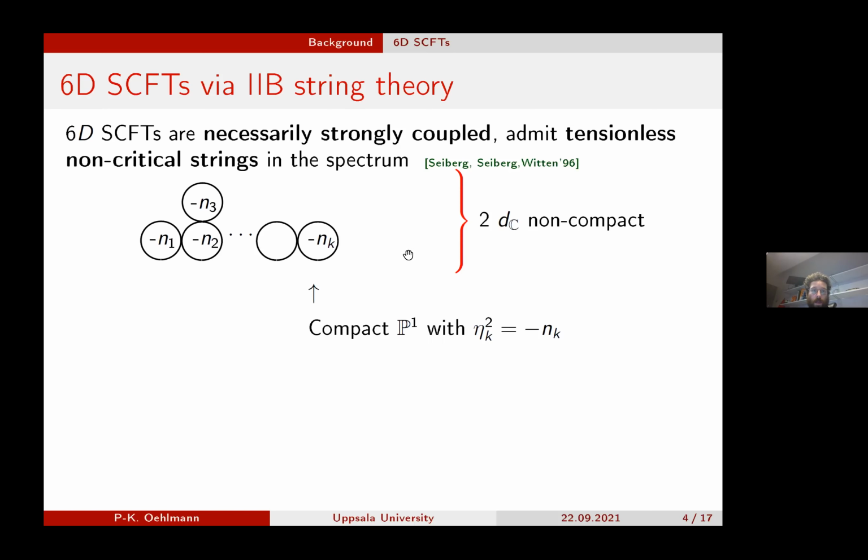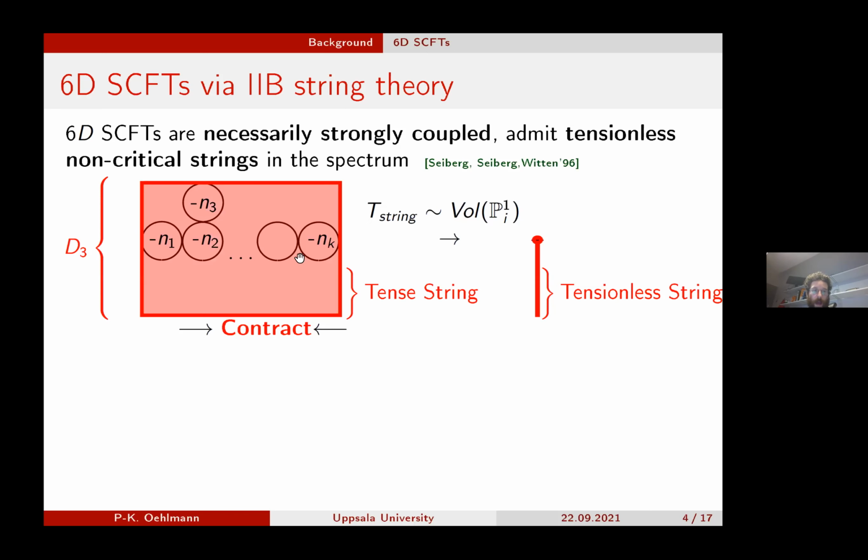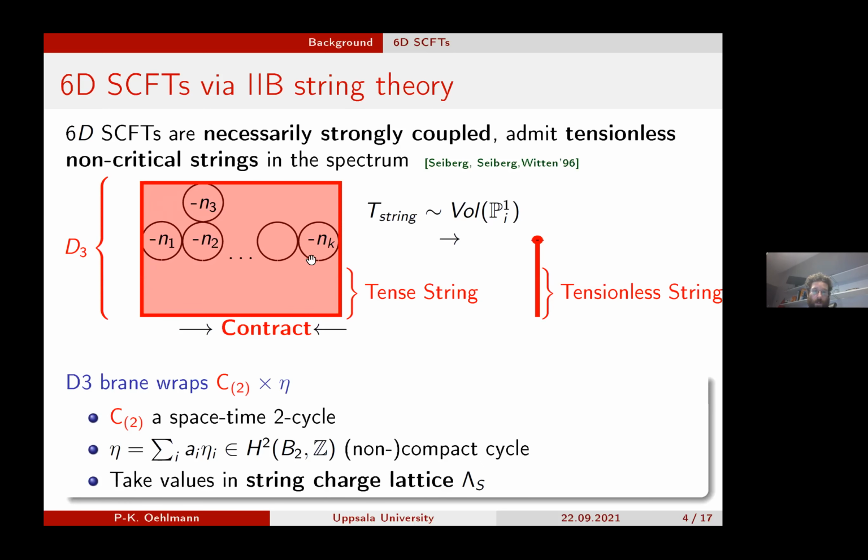And the point is that in type 2B strings, you have D3 branes, and these D3 branes can wrap these spheres here, and they essentially wrap these internal cycles eta, some 2-cycles, and a space-time cycle C2. What the D3 branes wrap give rise to strings that have a certain string tension, and the string tension goes essentially with the volume of these P1s.